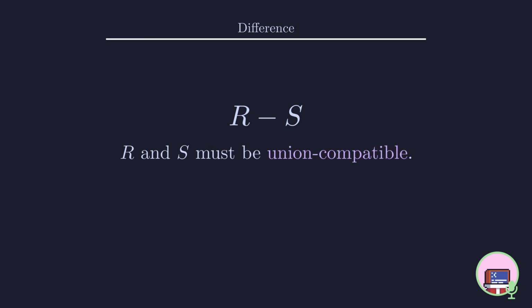Set difference is another operation defined in set theory. As with the union operation, two relations must be union compatible for the difference operation to be possible in relational algebra. The result, denoted R minus S, is simply the set of all tuples in R not in S.